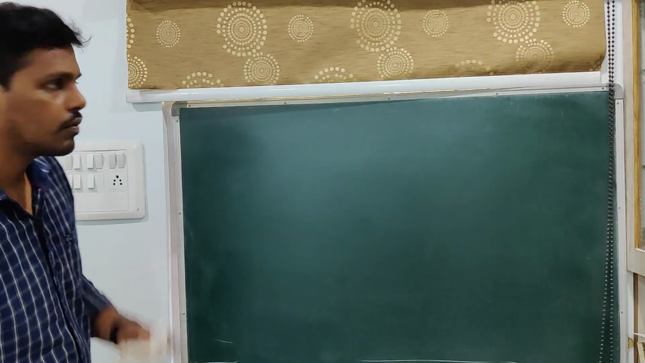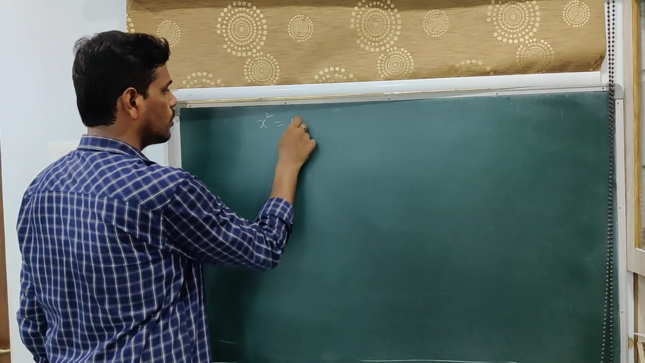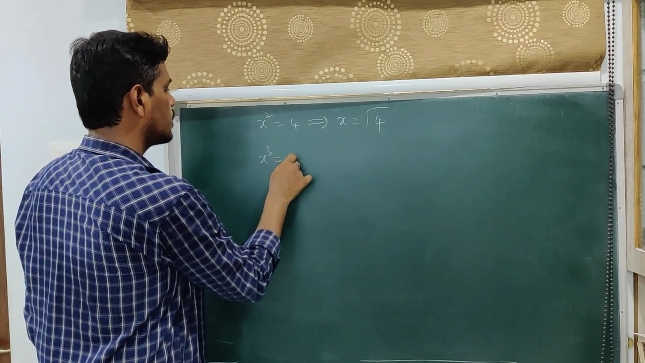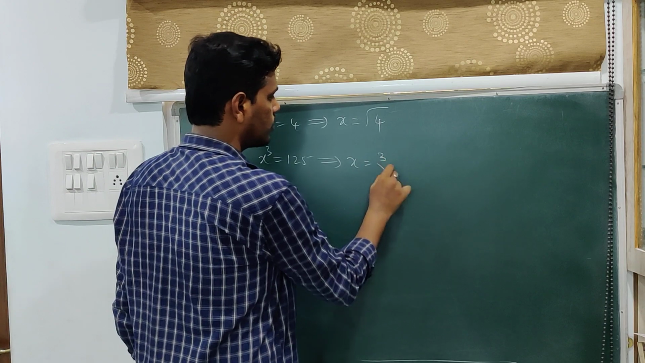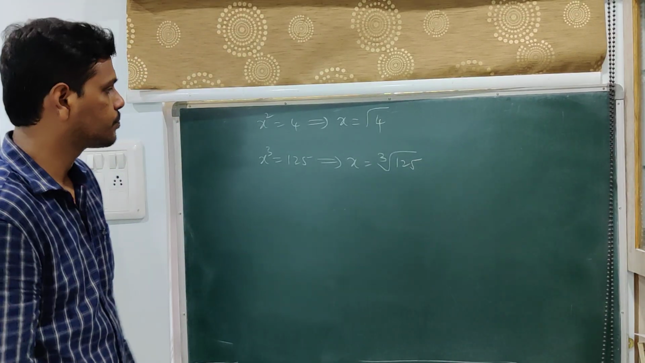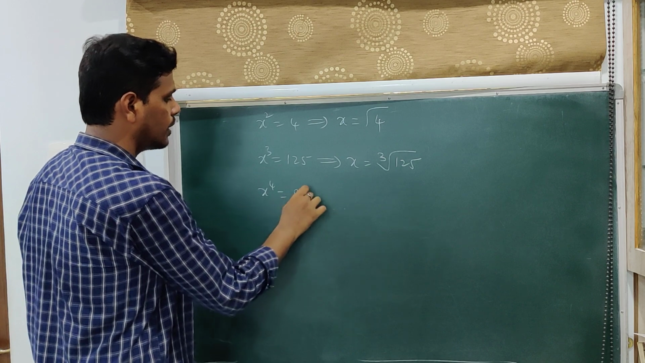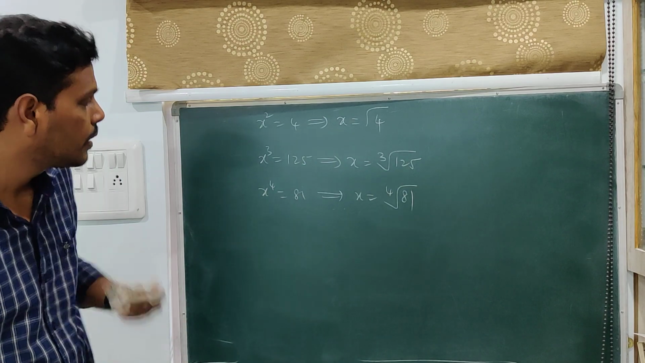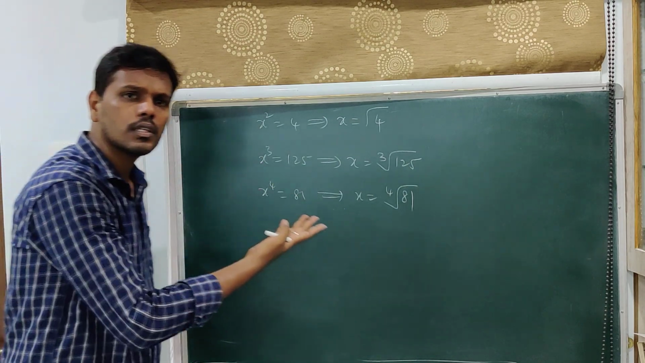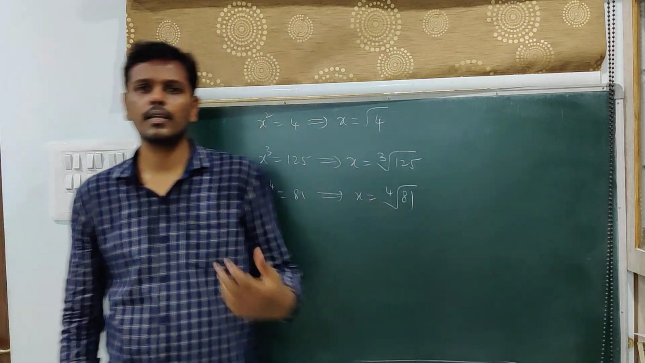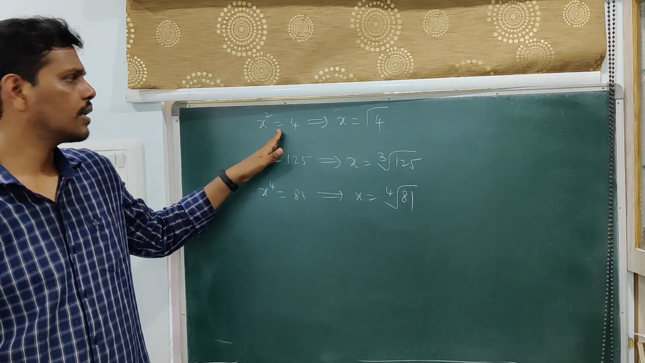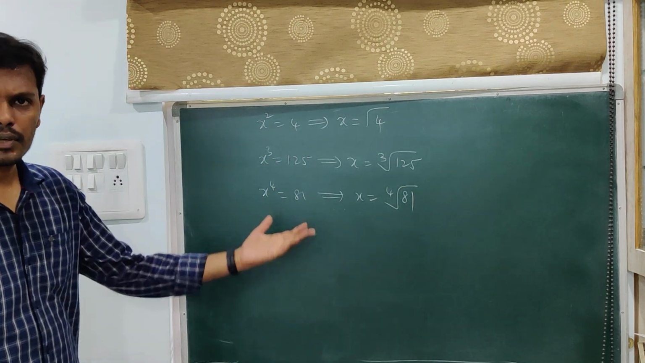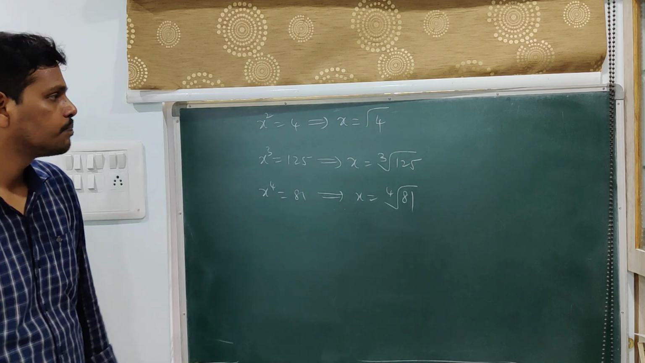So again, I am getting back to those equations which I have written. x square is equal to 4, we have x is equal to root 4, then x cube is equal to 125, we have x is equal to cube root 125, then x power 4 is equal to 81, x is equal to 4th root 81. Now we try to find the value of x. In the previous case, we did not find the value of x, rather we were trying to see the terminology: if this is written like this, what x is called, what 4 is called, what 125 is called. Now we try to find the values.